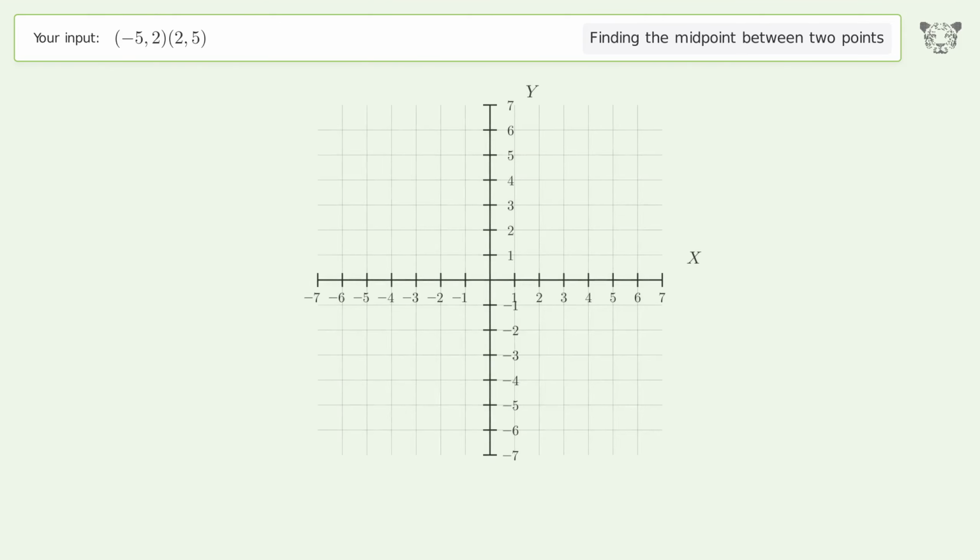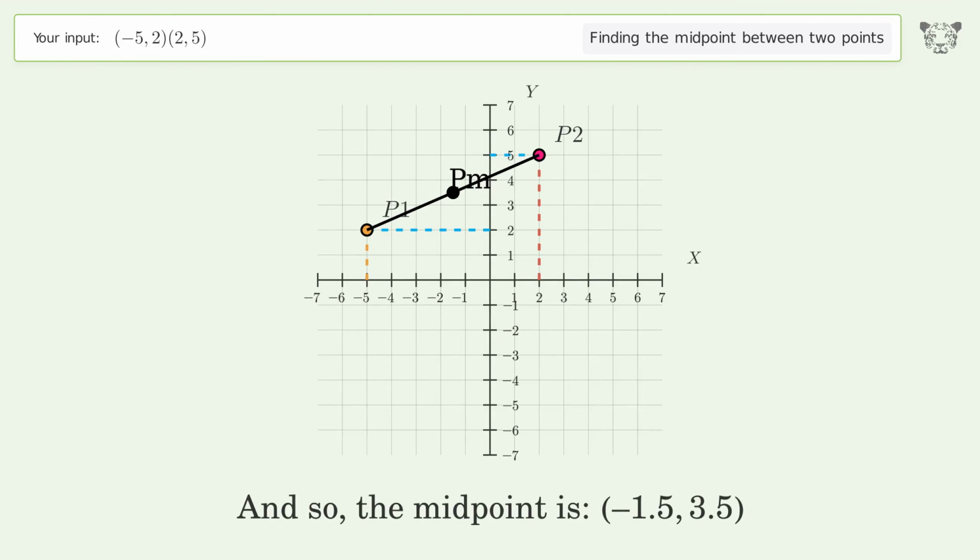And so, the midpoint is negative 1.5, 3.5.